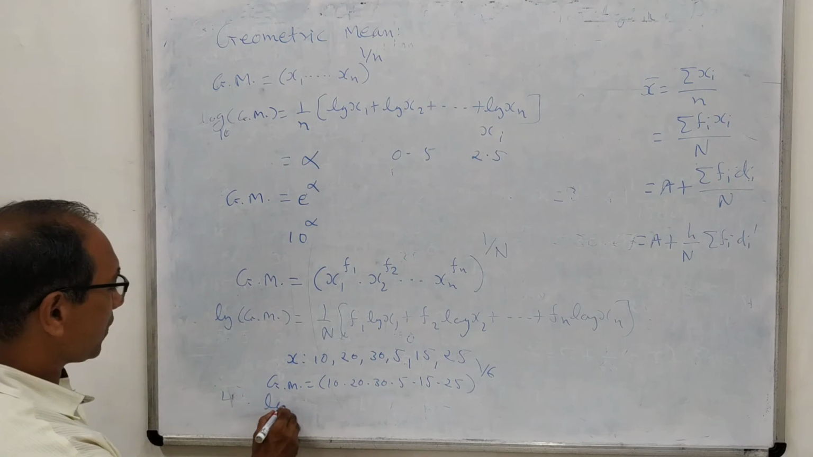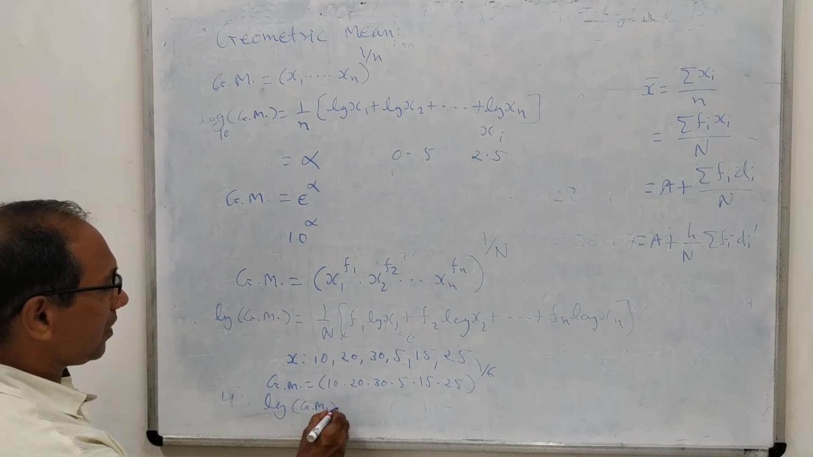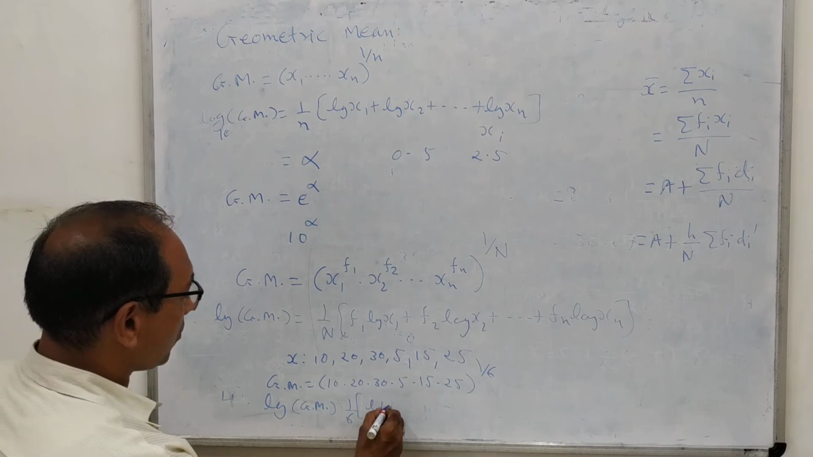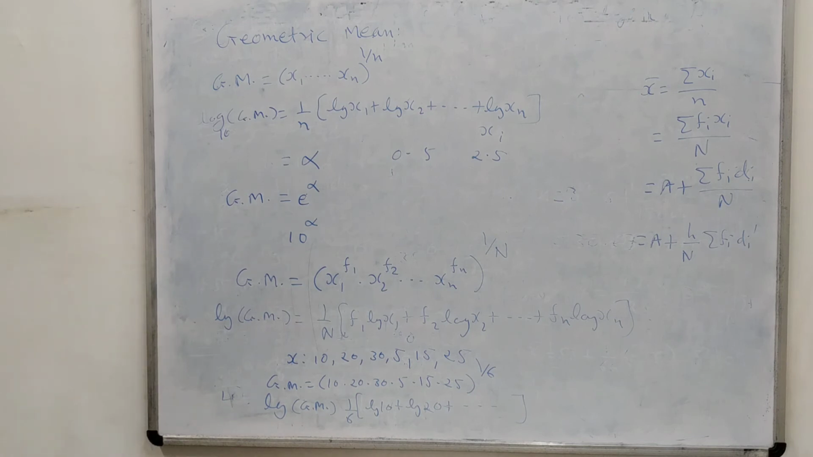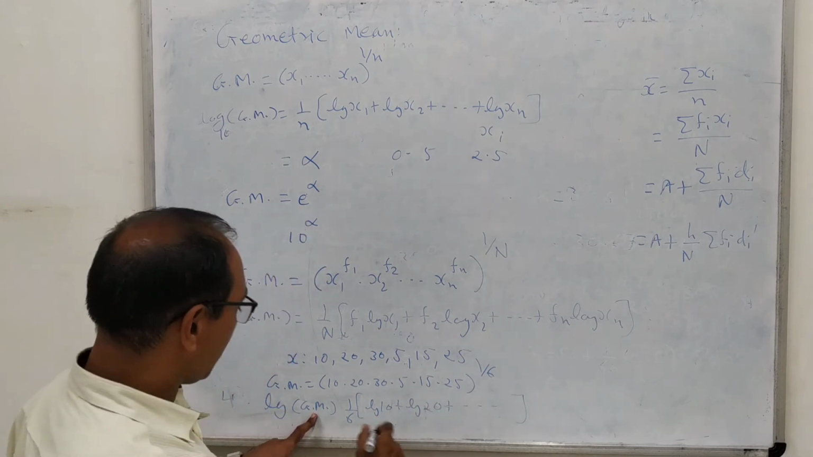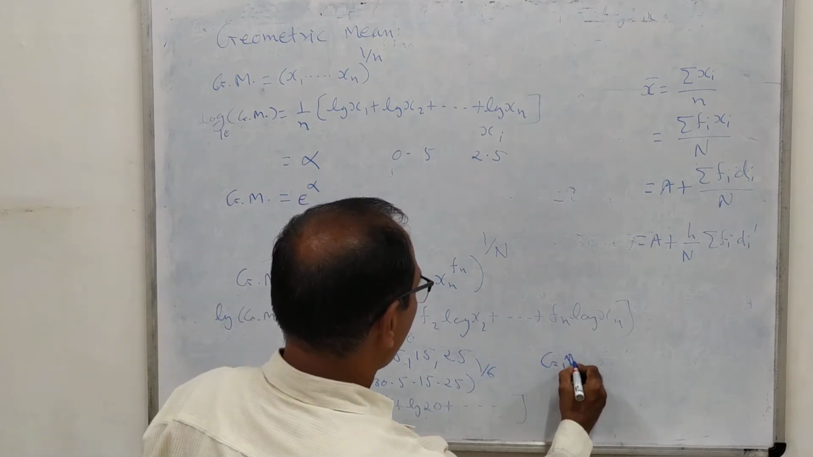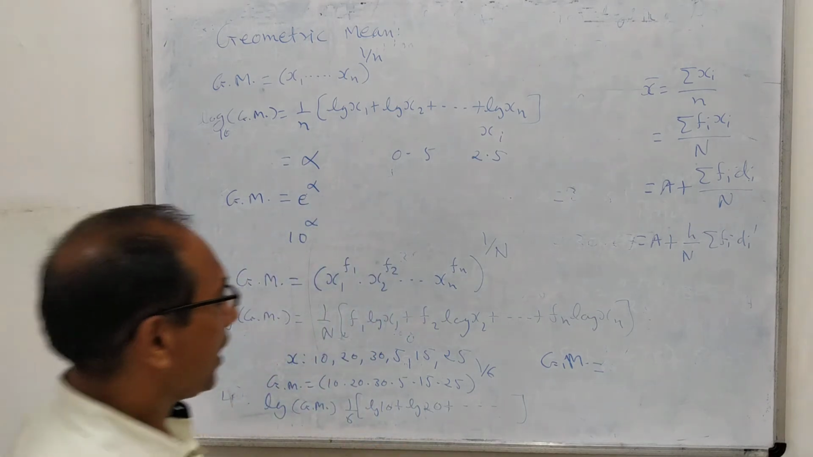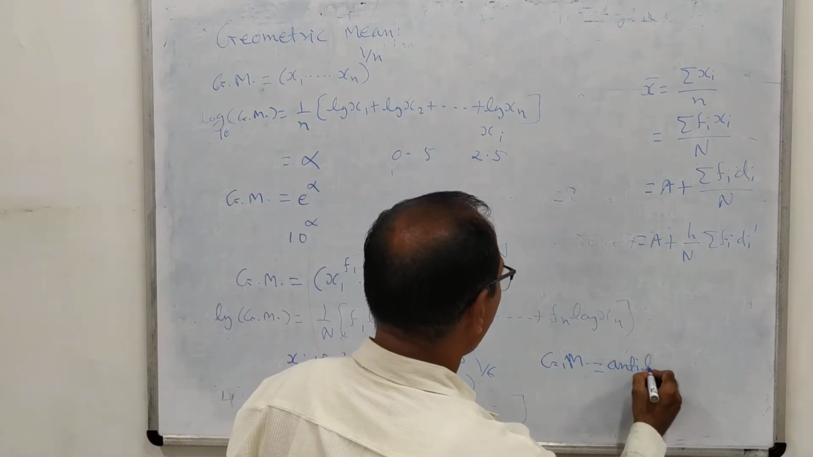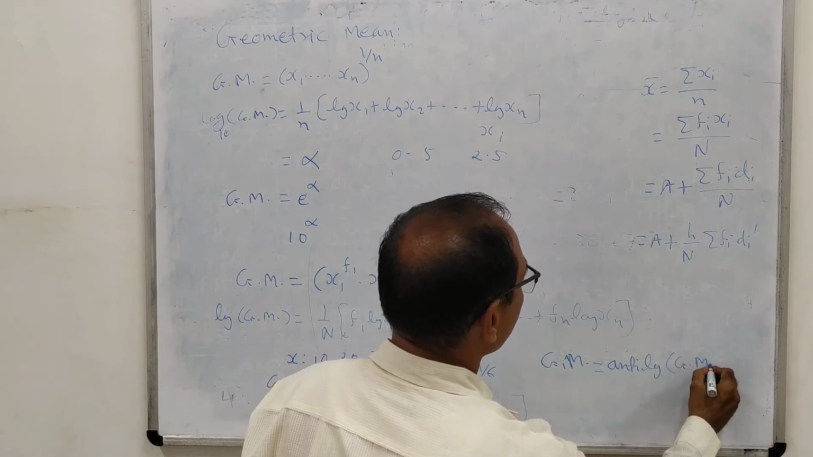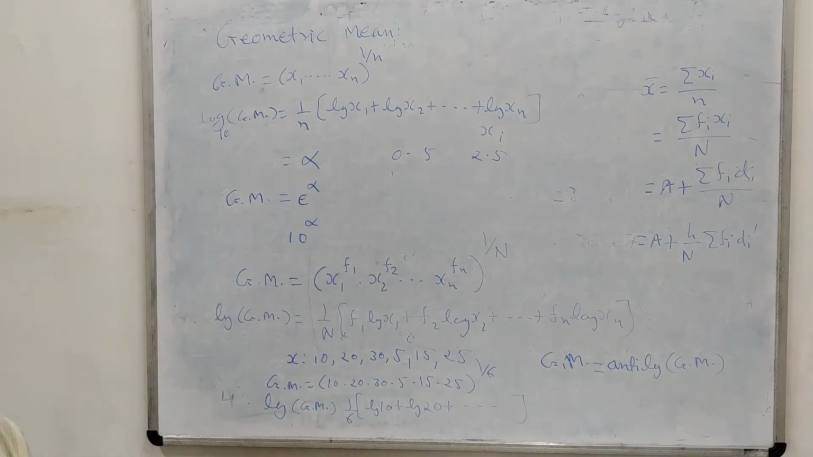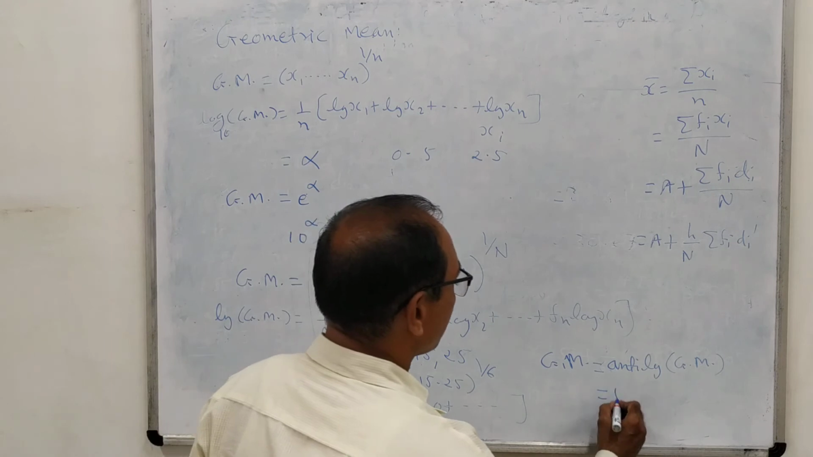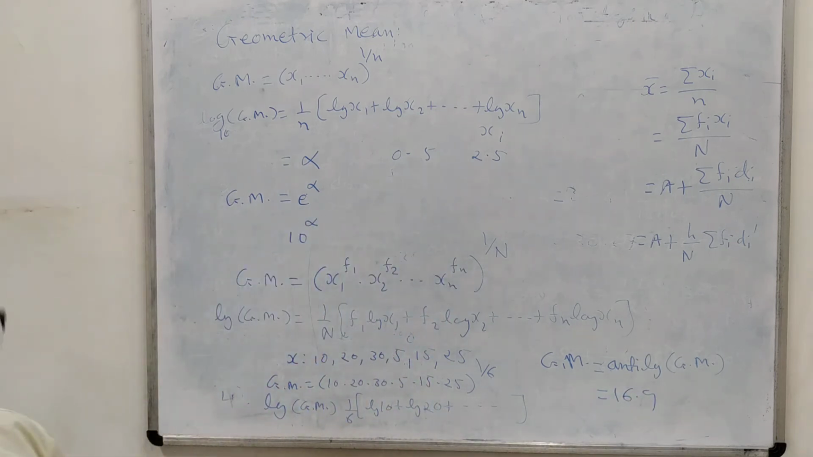So 1 upon 6. You can take log of GM. Log of GM is 1 upon 6 into log of 10 plus log of 20 plus log of 30, and so on up to plus log of 25. This you can find very easily by using your calci. After finding this calculation, you can find GM by taking its antilog. Antilog is nothing but either 10 raised to alpha or e raised to alpha, whichever button you are using. So here our answer will be 16.9. Are you clear with this?